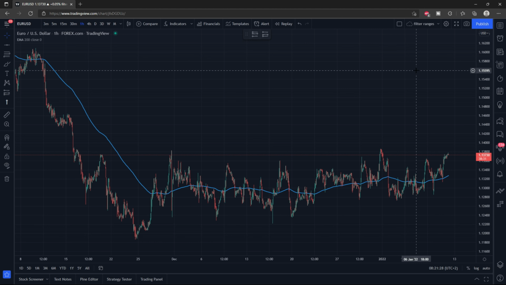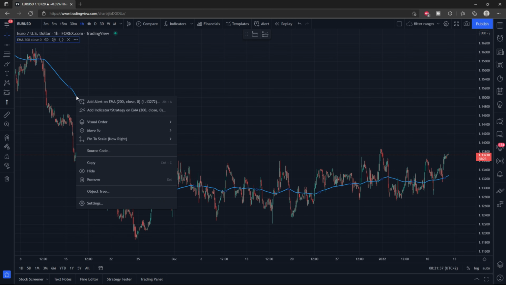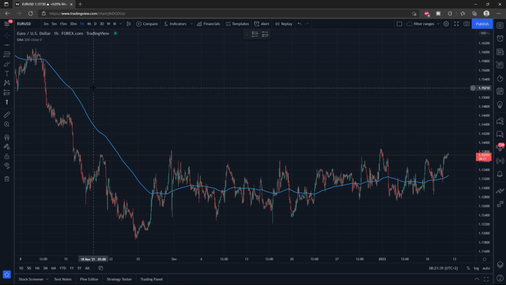Let's get into it. The first few ways that you can avoid a ranging market all include using the 200 period exponential moving average like I have on the chart right now. The first way that you can use this is by checking the slope of the EMA. If the slope is very steep, then price is likely in a strong trend. If the slope is sideways, horizontal, kind of fluctuating up and down gently, then price is likely in a range.